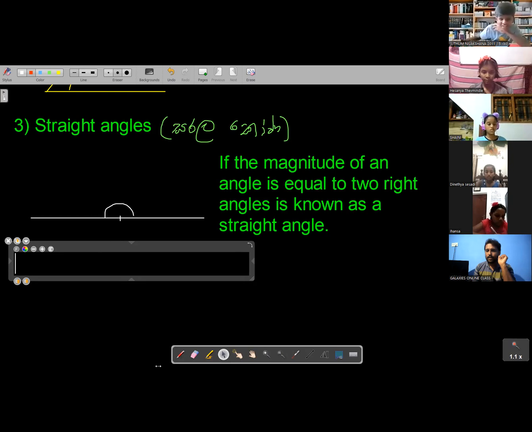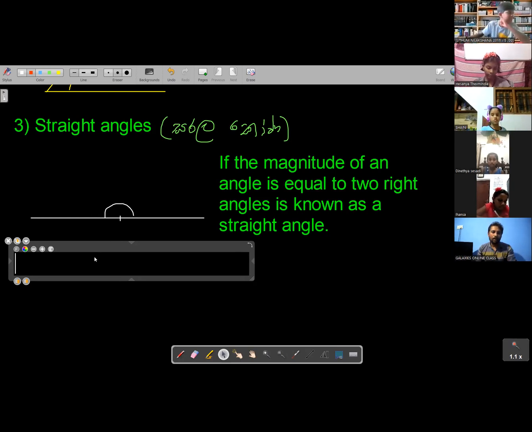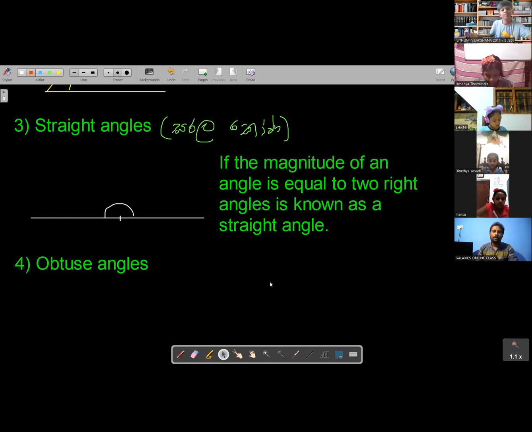Obtuse angle, okay? Fourth one, write down obtuse angles. O-B-T-U-S-E. Obtuse. Pronounce it. Obtuse, right? Obtuse means mahakona. Obtuse angles mean mahakona.